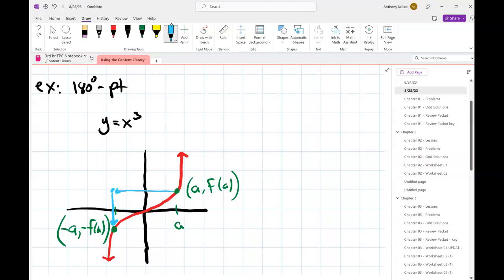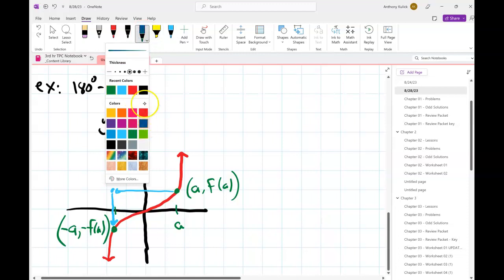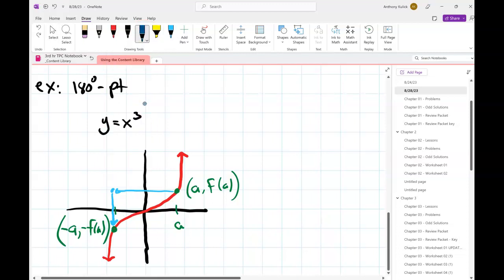So why do we call it 180-degree point symmetry, Mr. Kulik? Okay, well, this is the idea. Suppose that we build a little anchor here at the origin and attach a rope to our point, and we swing that point 180 degrees, like half a circle. If we do that, we're going to end up back on the function, right? That's why we call it 180-degree point symmetry, but it's the same thing as symmetry across the x and then symmetry across the y. That's where the name comes from anyways.